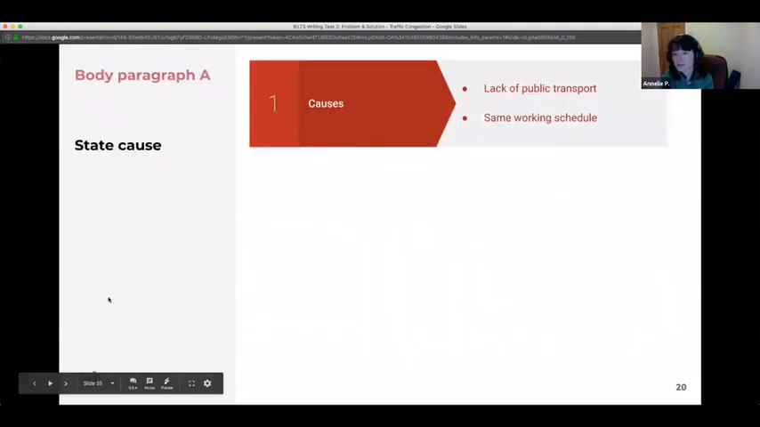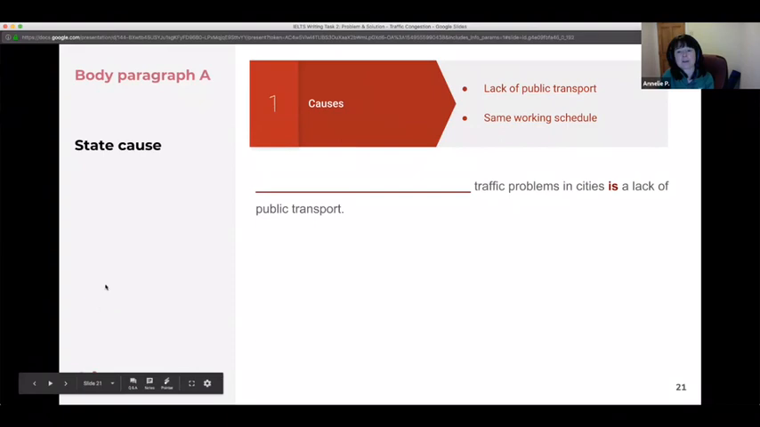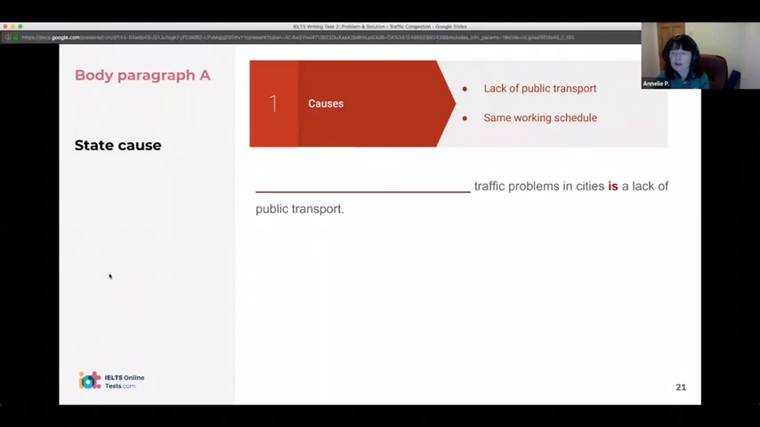So then we need to go into body paragraph A. So if you remember, our two causes were lack of public transport and everybody having the same working schedule. Okay, so we need to state very clearly at the beginning that we are talking about the causes here. Okay, don't make it difficult for the examiner, make it easy for him to follow your essay. Okay, so what could be a phrase that we could use to introduce a cause? We're going to talk about one cause first. So what would be a good phrase?